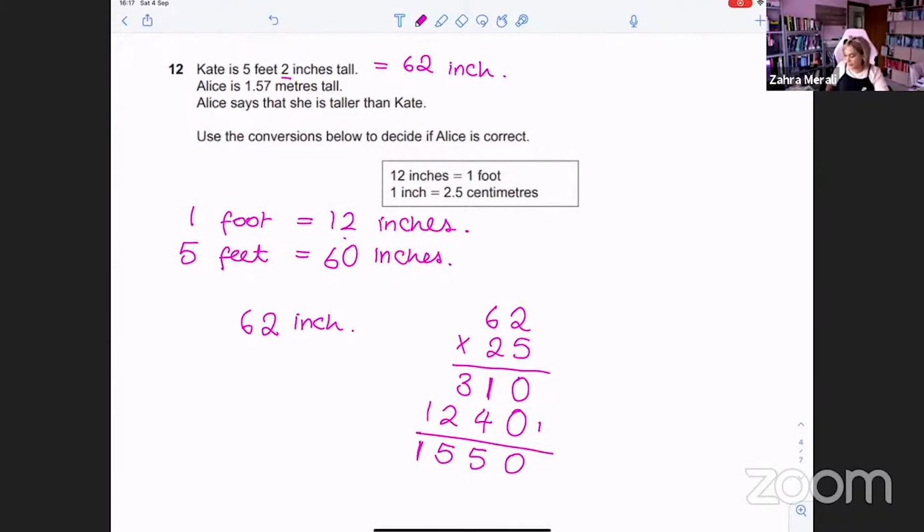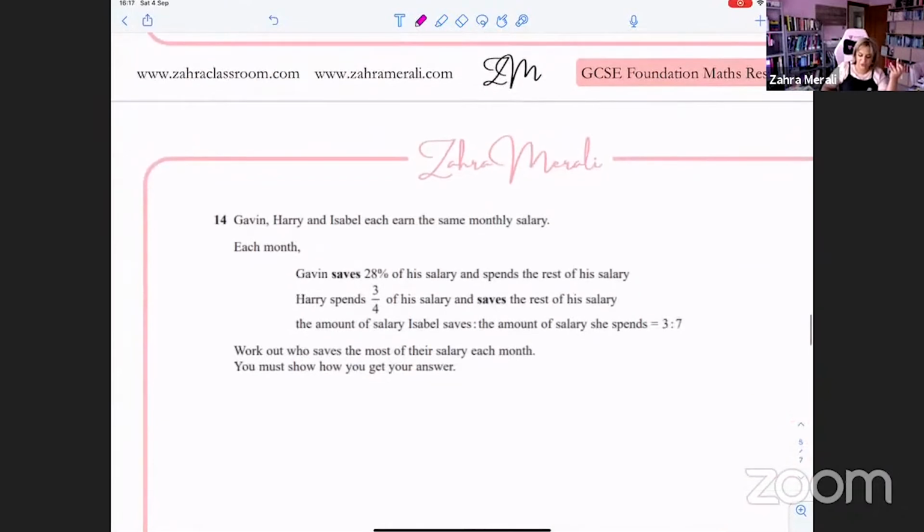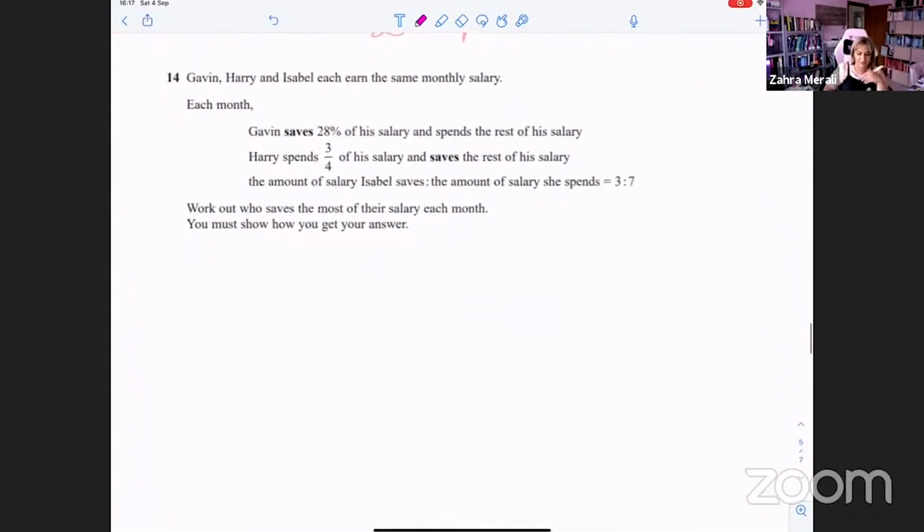So I've added them up. Now, what I need to do, if there's one number behind the decimal place in the question, then in my answer, there will be one number behind the decimal place. So that will be the same as 155 centimeters. Right, so now we have it in centimeters. How many meters is that? Which equals 1.55 meters. And so we'd say Alice is correct. And we have to write that conclusion statement to get that final mark. It's a bit annoying, but don't forget it because you won't necessarily get that mark.